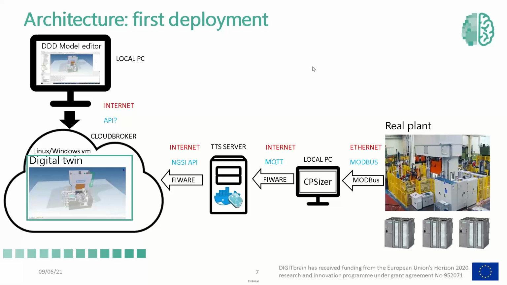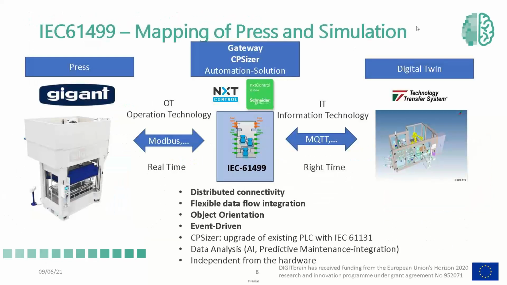So we have an independence from the specific hardware here. We can send the data via MQTT, which is this standard protocol. We have now a server on TTS, but the FIWARE infrastructure will also be offered as part of the DigitBrain solution. And we can read the data from the real field and transfer it to the digital thing. It's running on the Cloud Broker platform.